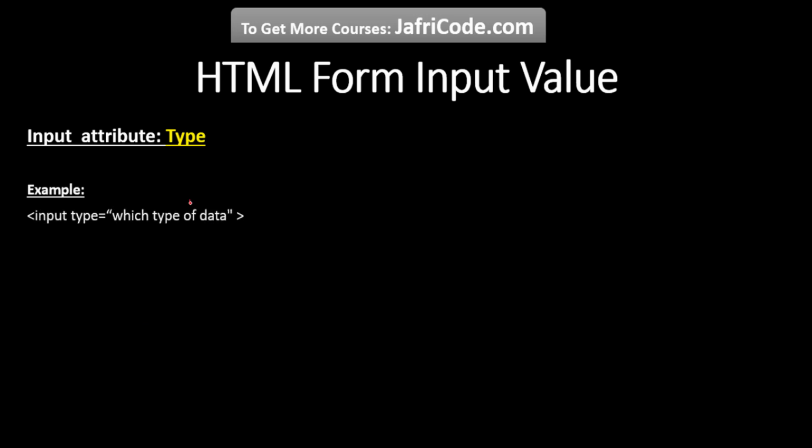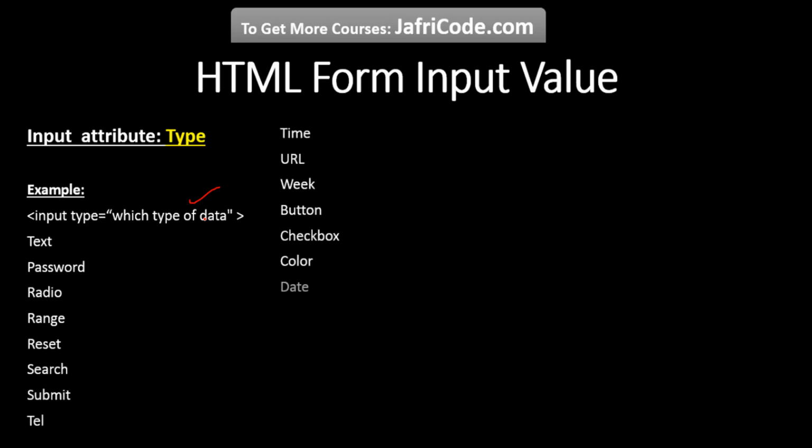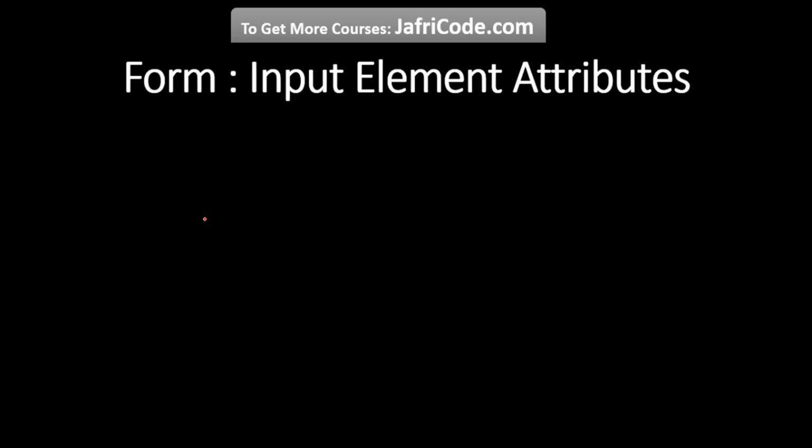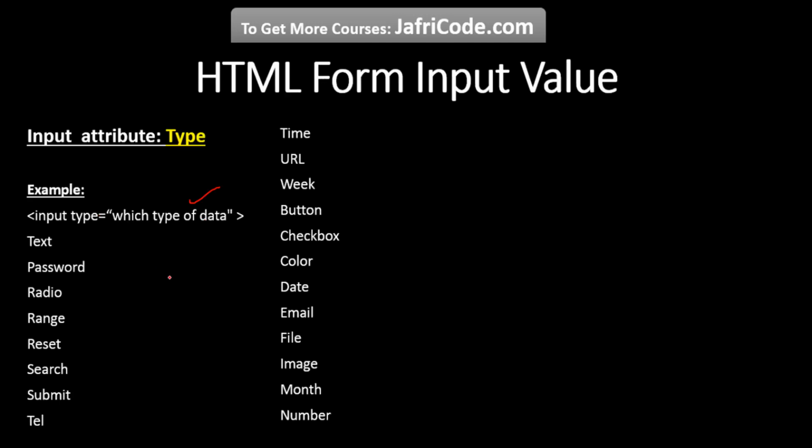So here you have to mention a value of the type attribute. For example, text, password, radio, range, reset, search, submit, tel, time, URL, number. So these are different values you can mention in this place. I will explain each and every value in the notepad. We go to the notepad to understand more.